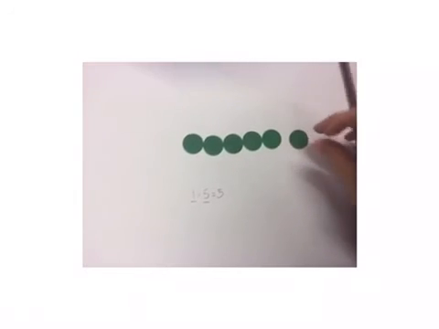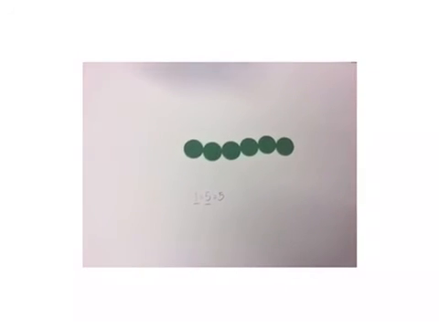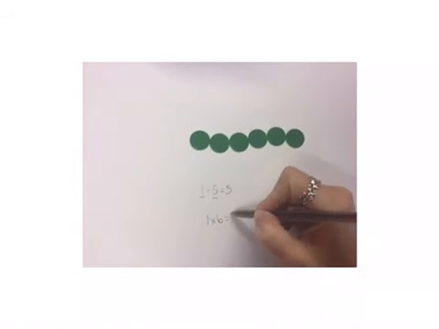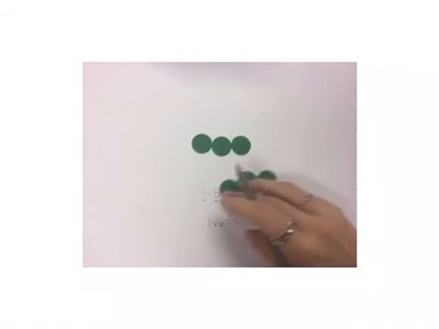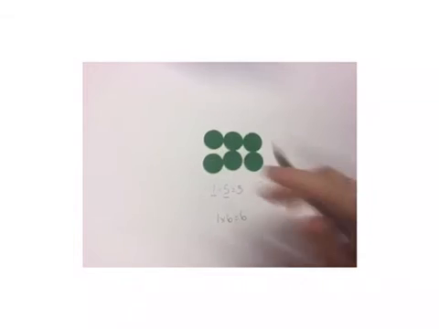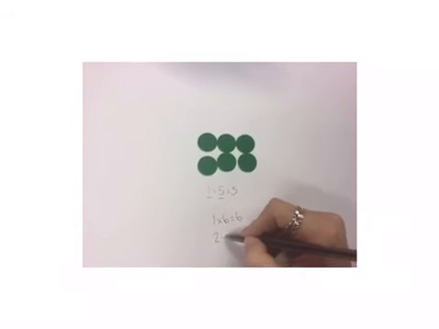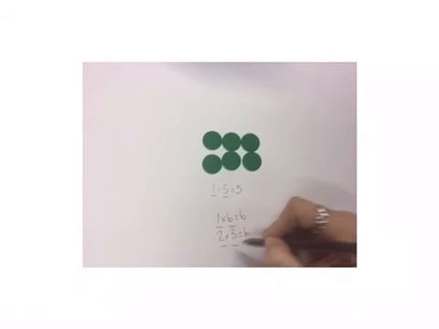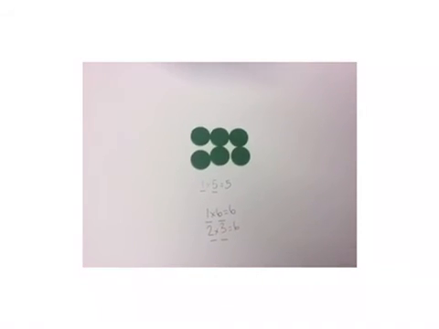If I go to 6 counters, I can do 1 times 6, which equals 6, and I can also do 2 times 3, which is 6. So 1, 6, 2 and 3 are all factors of 6, so it's a composite number.